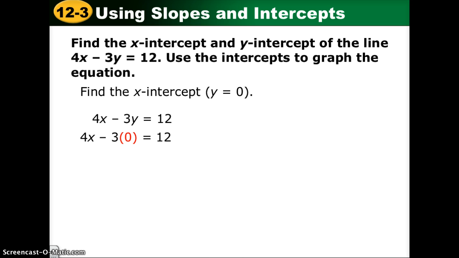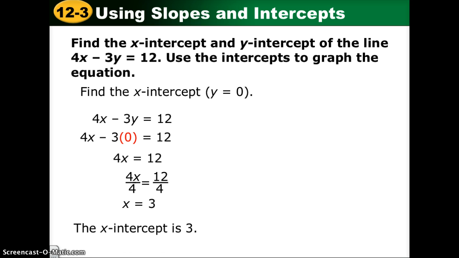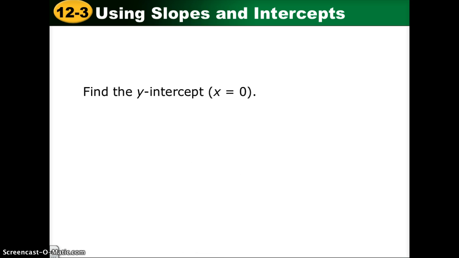So to find the x-intercept, we simply change the y value to 0. When we change y to 0, we end up taking 3 times 0, and that eliminates the 3. Then we're left with 4x equals 12. We divide by 4, and x equals 3. As an ordered pair, we would say that's (3, 0).